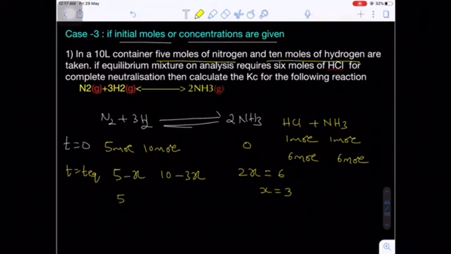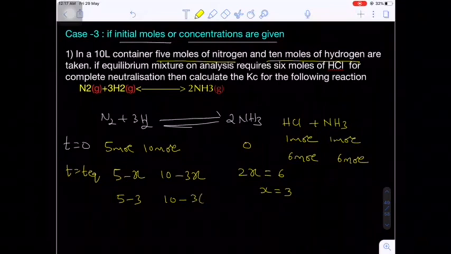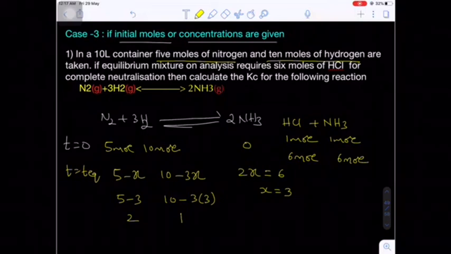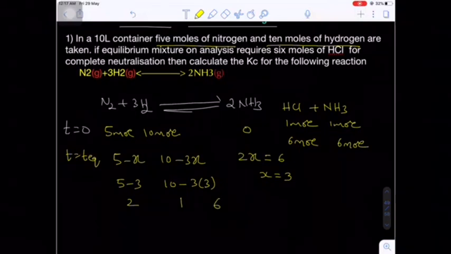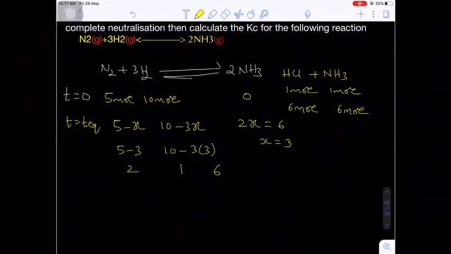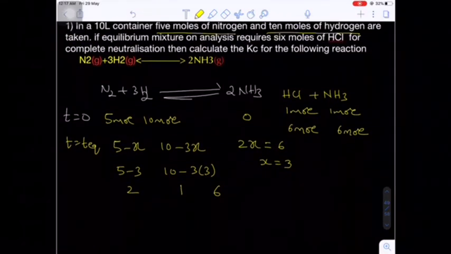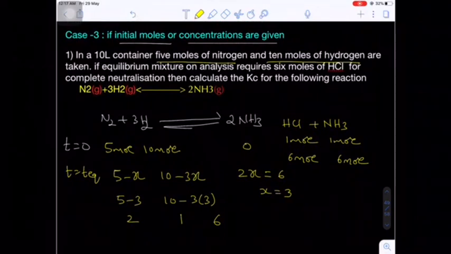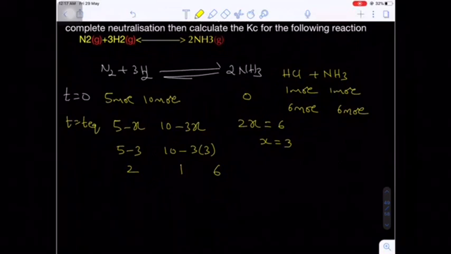Once you know the x value, 5 minus x is 5 minus 3, that is 2. 10 minus 3x, that is 10 minus 9, is 1. Here 2x will be 6. After getting the number of moles at equilibrium, we can find the equilibrium constant. Now what is the volume of the container? It is again 10 liters. This is very important.